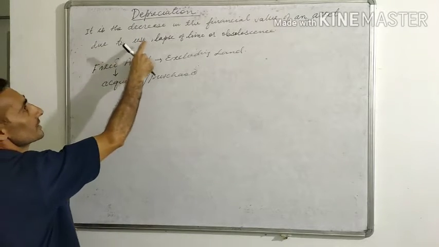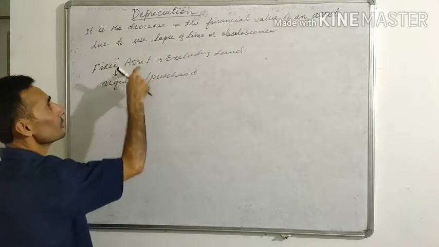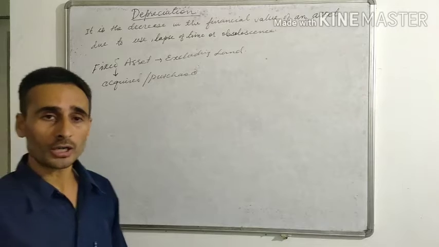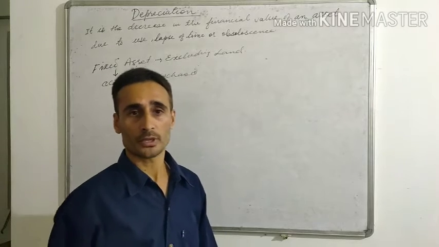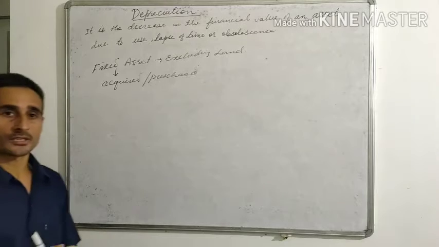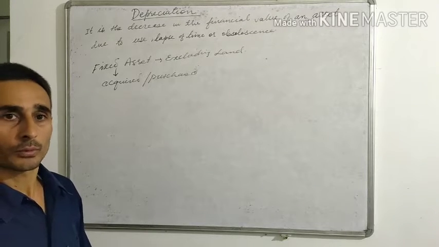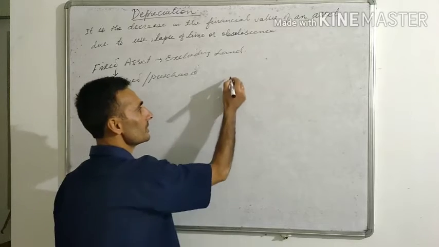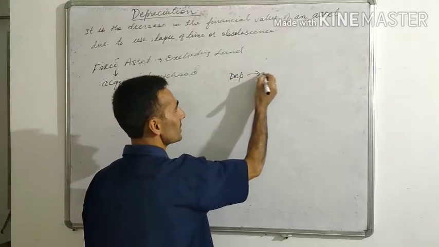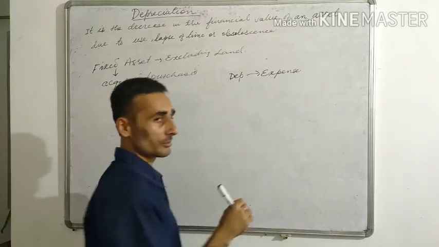So depreciation is the decrease in the financial value of an asset due to use, lapse of time, or when the asset becomes obsolete. This depreciation is considered as an expense by an accountant. Why as an expense by the accountant? This depreciation is considered as what? As an expense by an accountant in the business.